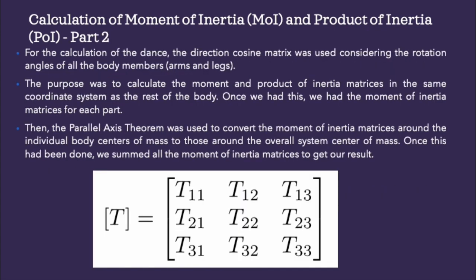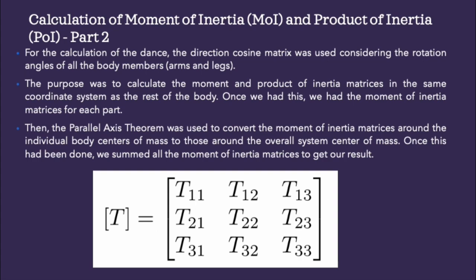Calculation of moment of inertia, MOI, and product of inertia, POI, part 2. For the calculation of the dance, the direction cosine matrix was used, considering the rotation angles of all the body members, arms, and legs, that each was at 30 degrees with respect to their own coordinate system.